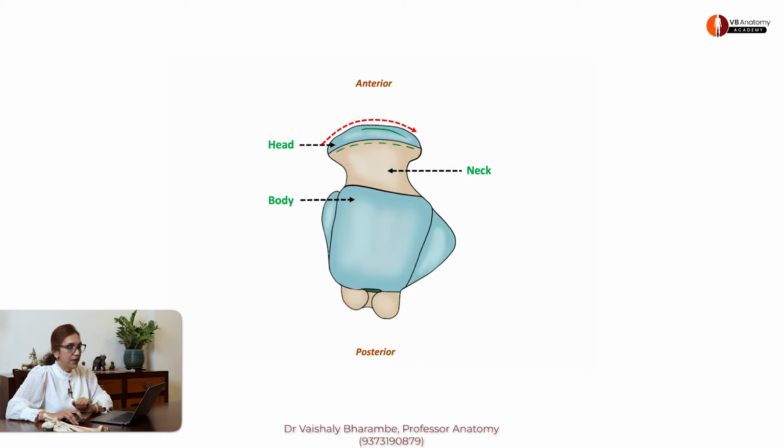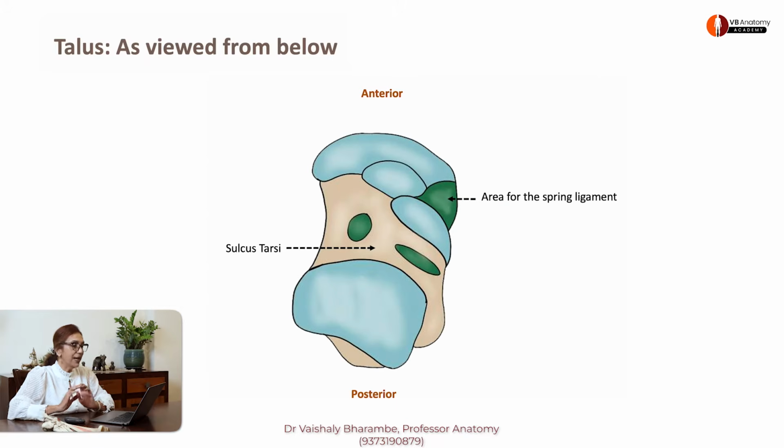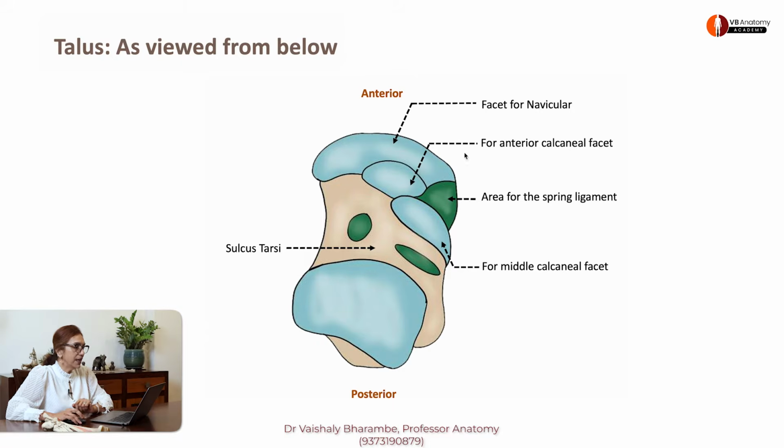So this is the rounded head which will articulate with the navicular bone. This is the trochlear surface, comma-shaped facet on the medial malleolus, triangular facet on the lateral malleolus, all together forming the ankle joint like I just showed you. And now we've turned the talus over and we can see on the inferior surface a facet for navicular, anterior and middle calcaneal facets to articulate with the calcaneus bone. And here is the groove called the sinus tarsi, and here is the posterior calcaneal articular facet.